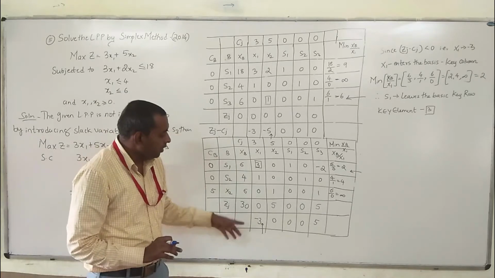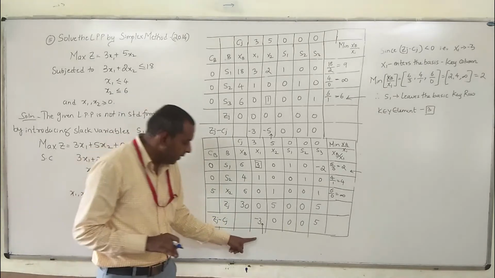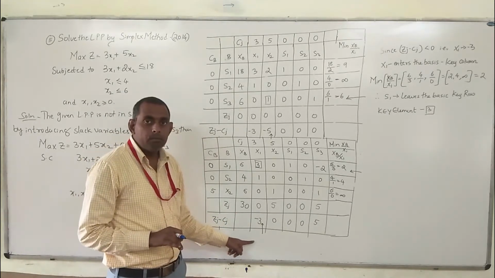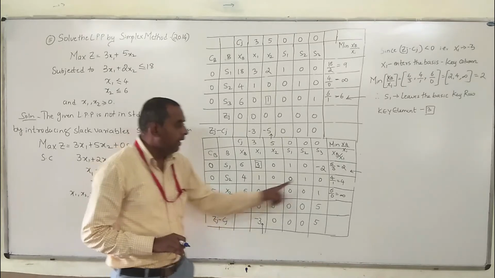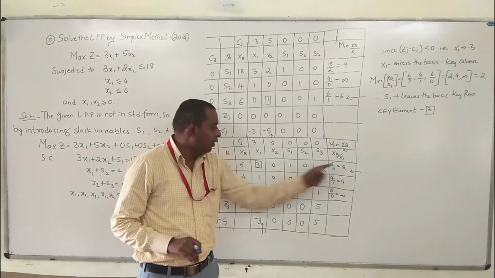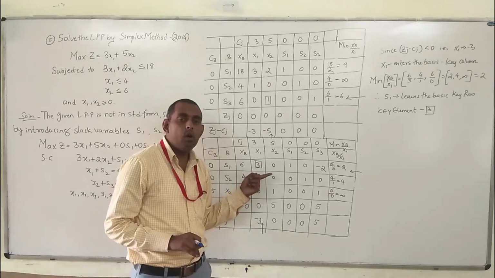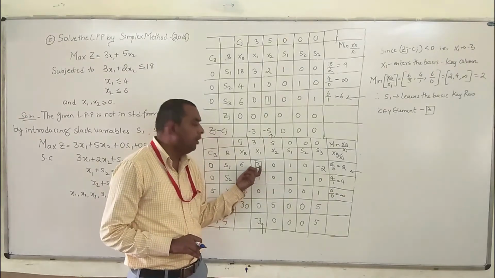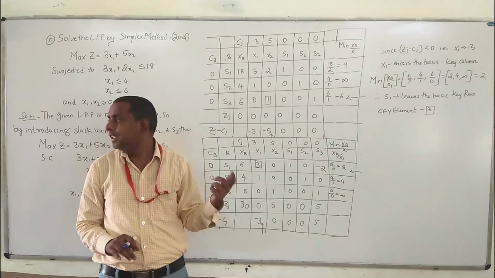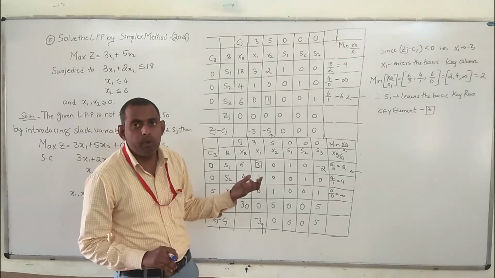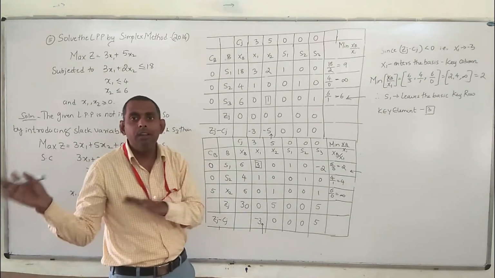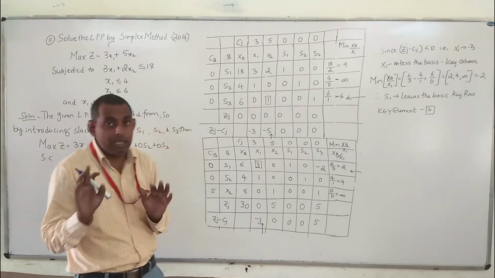What happens here? So again I will explain here. This is the key column, and this is the key row. So the intersection of key row and key column will give you the key element. So this key element becomes very important to go for the next simplex table. Fine.